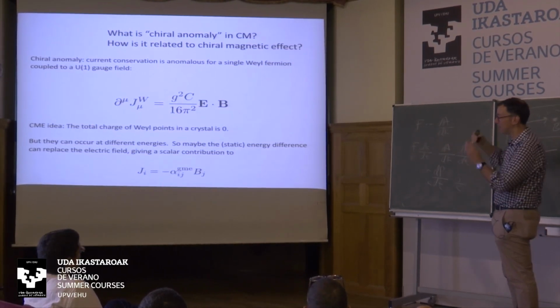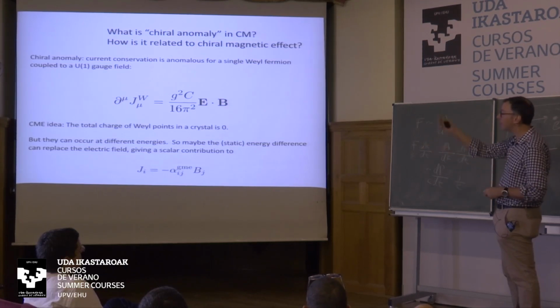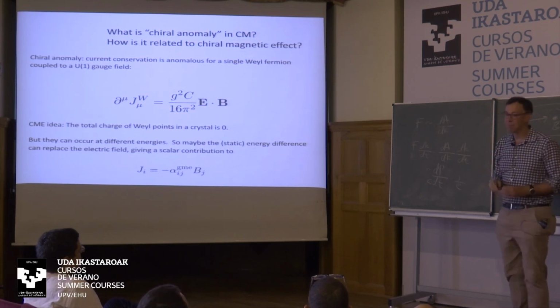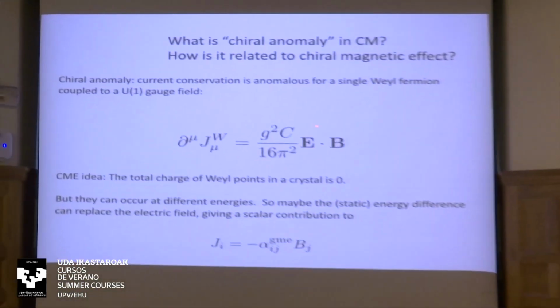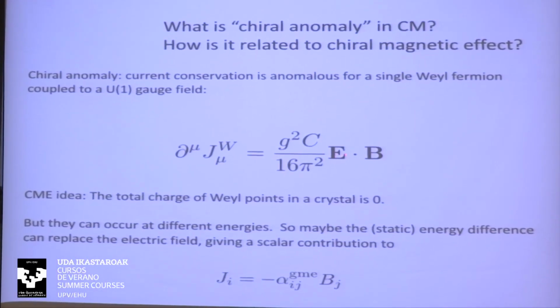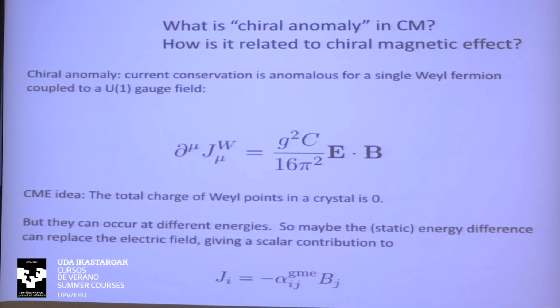If I have, say, positive and negative Weyl points, then applying E dot B should in principle pump charge from, say, one point to the other. There are efforts to look for that experimentally. I don't know how convincing it is so far, but the idea of the chiral magnetic effect was if we go into a crystal, maybe we could mimic the electric field by the energy splitting between positive and negative Weyl points. So it's going to be important for what I have to say that if you have a material with low enough symmetry, then the positive and negative points don't have to be at the same energy.